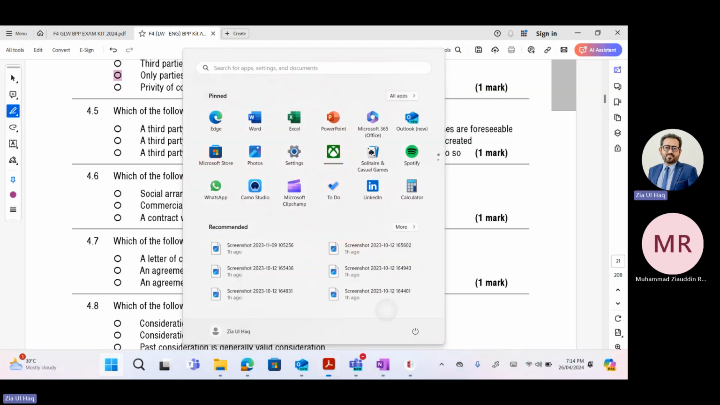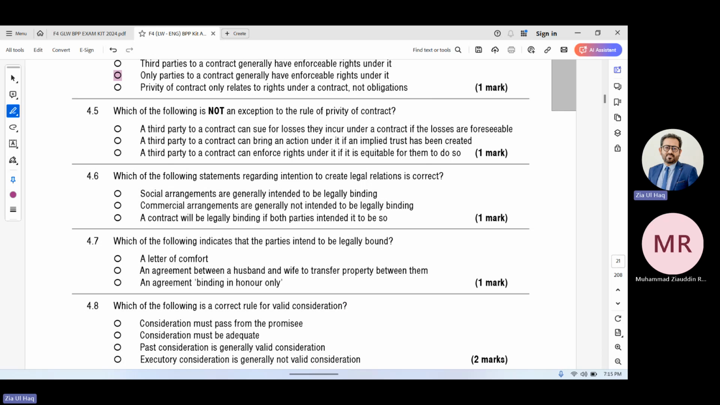Now let's see what they are saying. A third party to a contract can bring an action under it if an implied trust has been created. I mean, A was having a trust on B that you need to build a house to provide benefit to C. C is a third party. So an implied trust has been created. Now C can sue B for damages in case of breach of contract. A third party to a contract can enforce rights under it if it is equitable for them to do so. Not equitable.